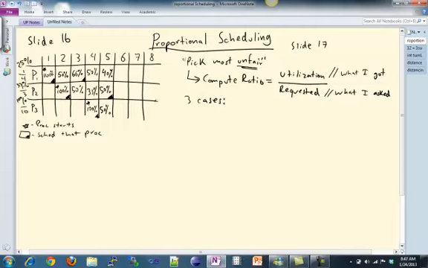The first case is that the ratio equals 1. If the ratio equals 1, the process has gotten exactly what I asked for, right? Utilization equals requested, so what I have gotten, the CPU I've actually utilized, is exactly the same as the CPU I've requested. Exactly what I asked.